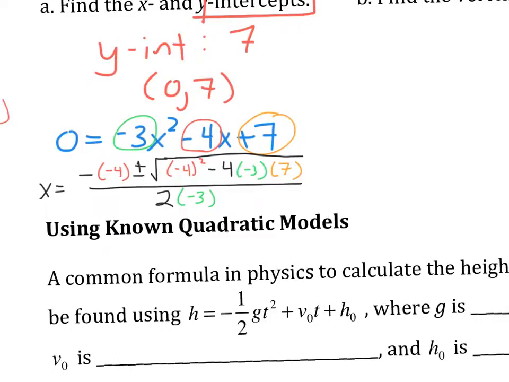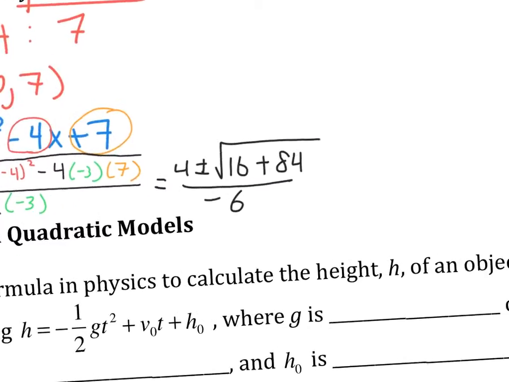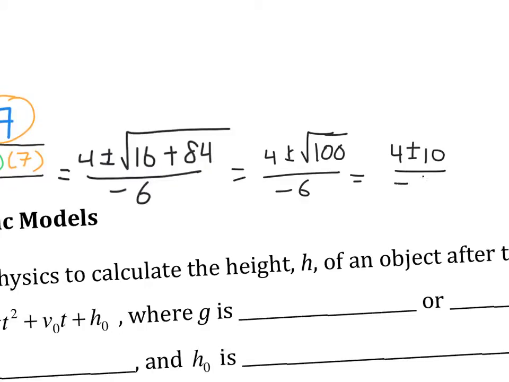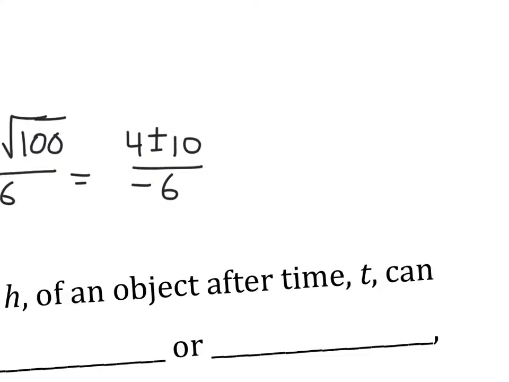And keep going here. I'll simplify. This says 4 plus or minus the square root of 16 plus 84, all over negative 6. So 4 plus or minus the square root of 100, all over negative 6. So 4 plus or minus 10 over negative 6. So 4 plus 10 is 14, and 4 minus 10 is negative 6.